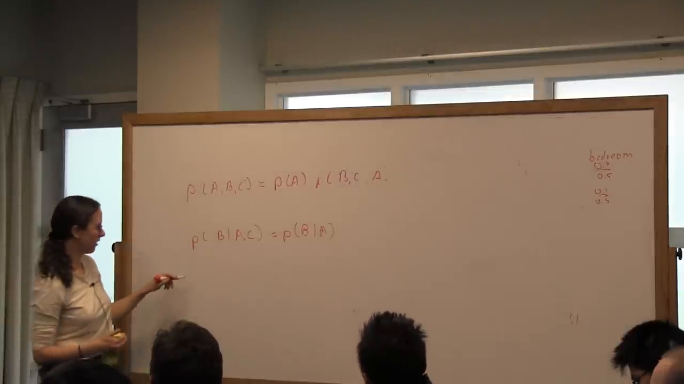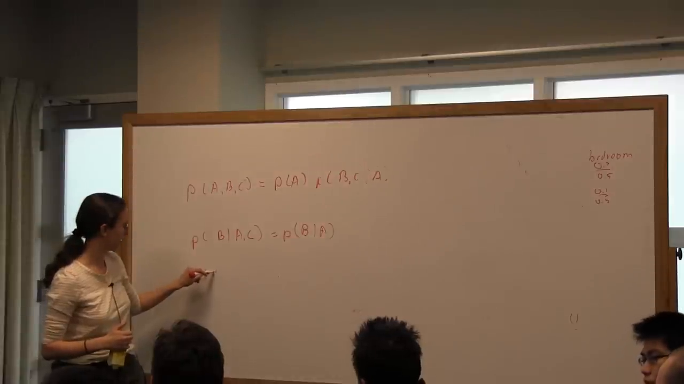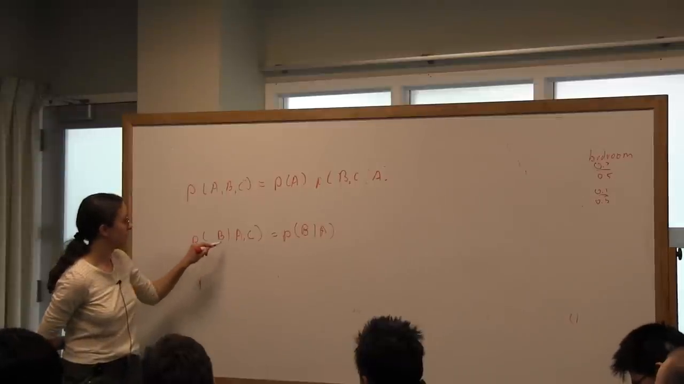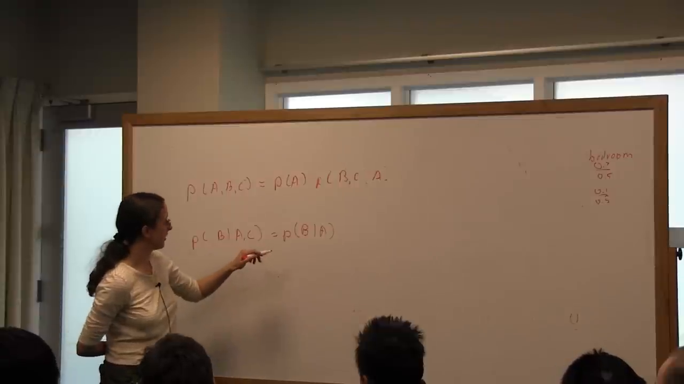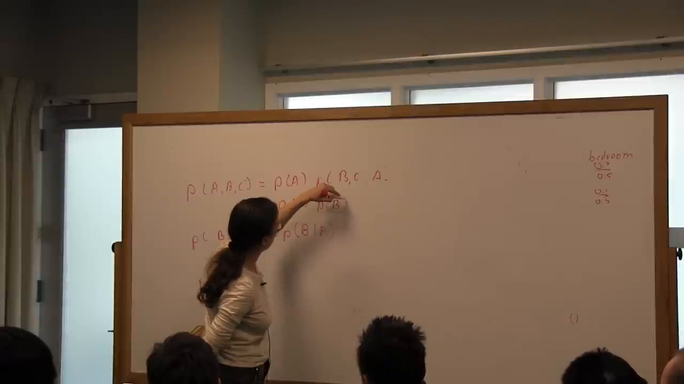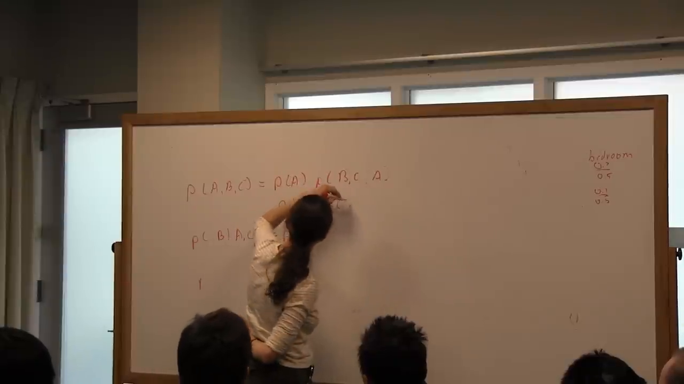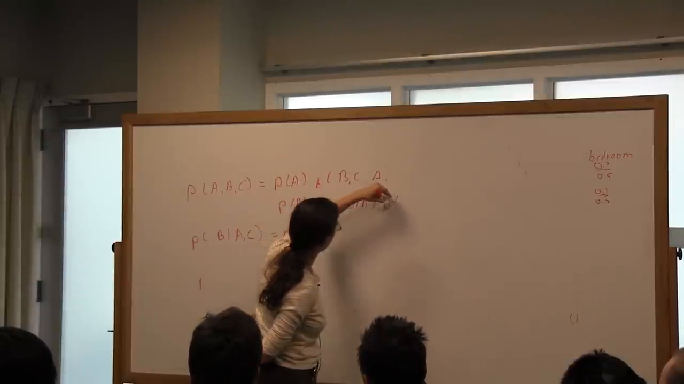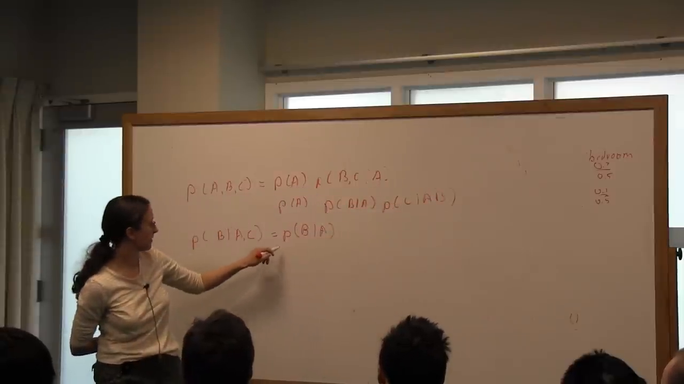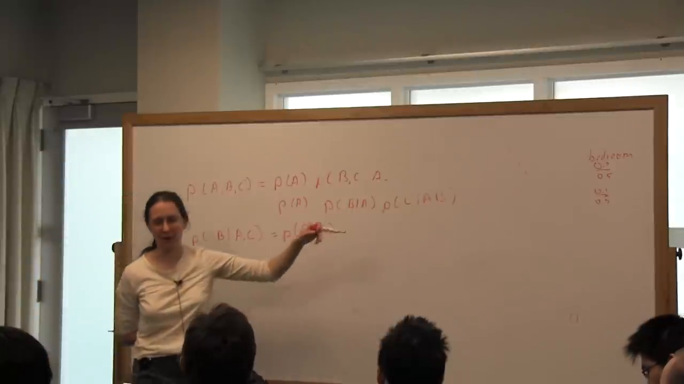And then what I can do is derive from this. The probability of B and C given A, I can write in terms of the probability of B given A. I'll use the product rule again: the probability of B given A times the probability of C given A, B. That's still wrong, but if I switch it around, it all kind of works out.